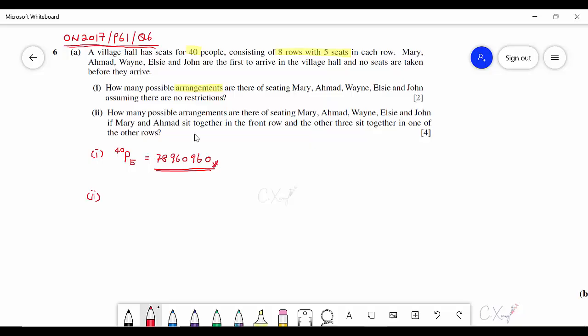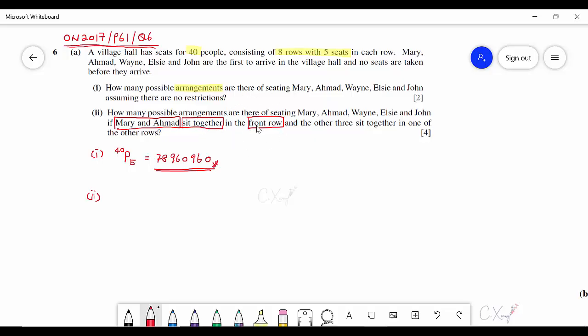How many possible arrangements are there? Again, you see the keyword arrangement. They are saying that Mary and Ahmad sit together, so these two persons sit together means they are sitting next to each other. Sit together is the keyword also. And they are sitting in the front row only. So this is one of the restrictions here. These two persons must sit next to each other in the front row.